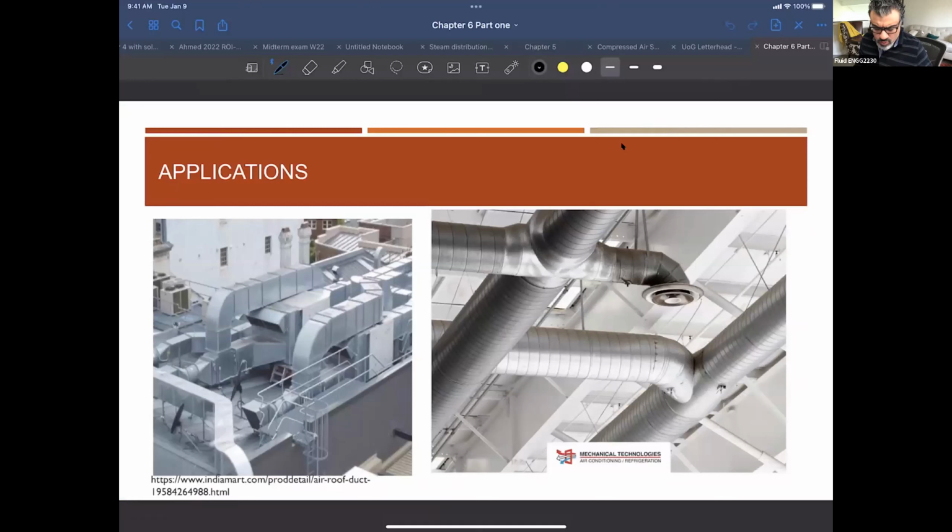And not all the time are we talking about liquid, but we can talk about gases in this case, or ventilation, or heating equipment.